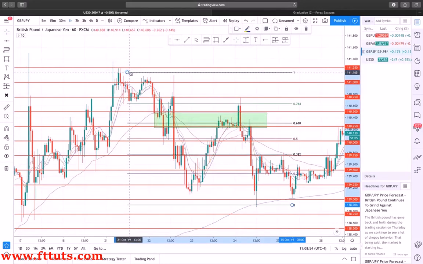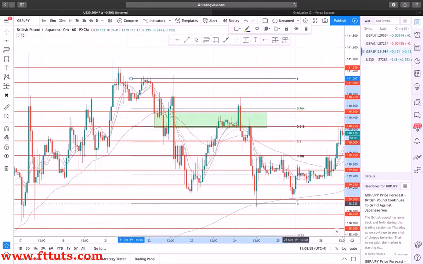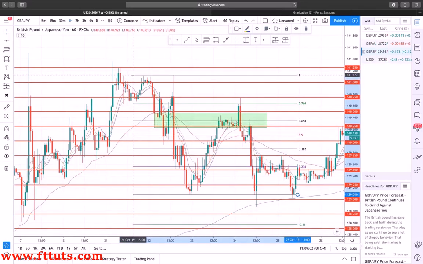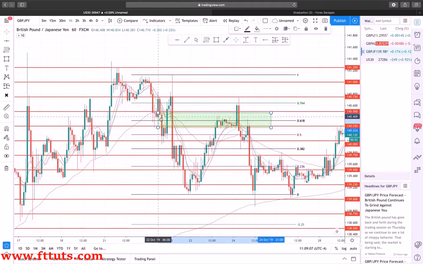Wow, I'm blind. Let me just fix that. Give me a second, guys. I do not trade on my MacBook. I trade on my PC Windows, so my charts do look a little bit different.